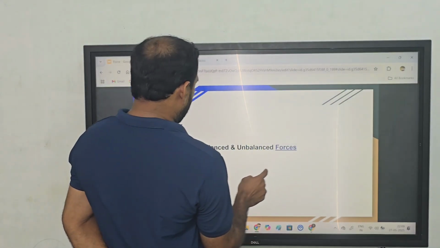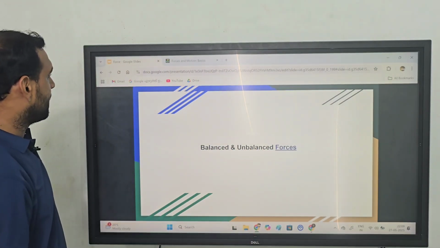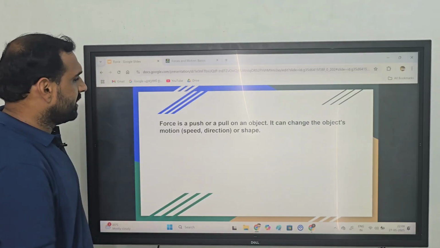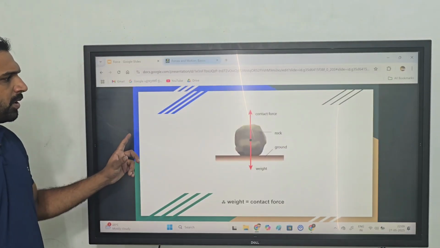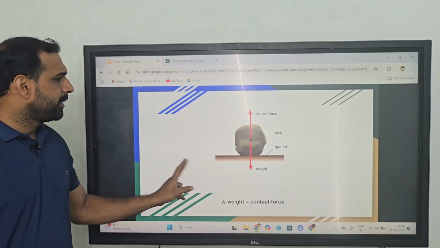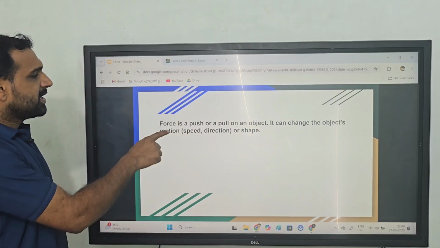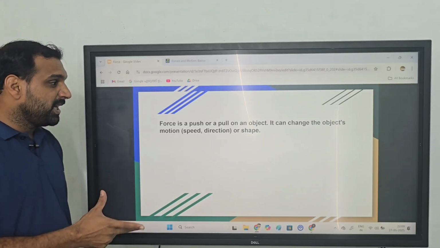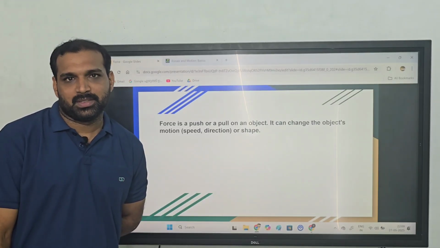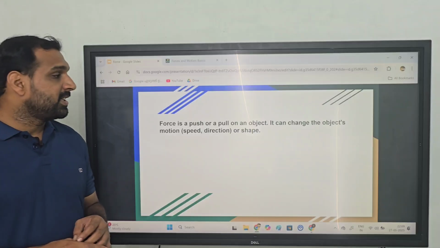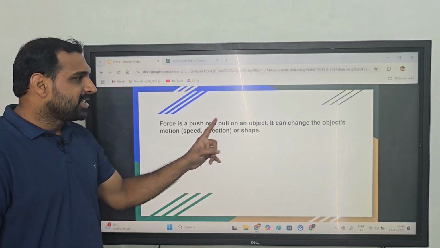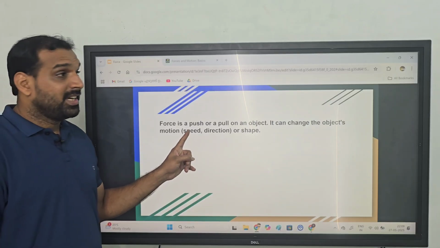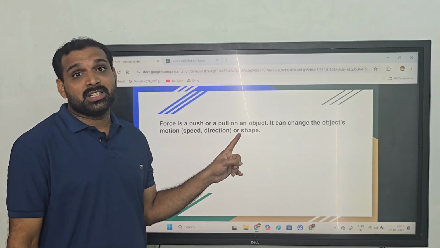So now we have here balanced force and unbalanced force. You can see that force is a push or a pull on an object. It can change the object's motion, speed, direction, or shape. What are all the things that force can do? It can set an object in motion, it can change its speed, it can change its direction, or it can change its shape.